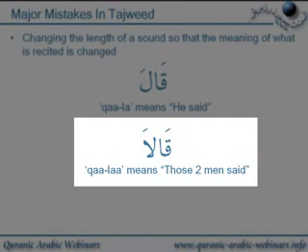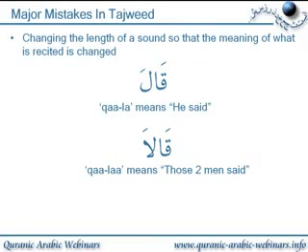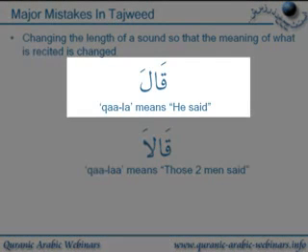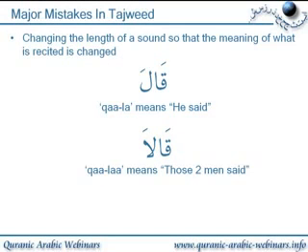Now here we have another Arabic word very closely related, which is qalaa. So both of these are fatha alif and they're both two long. So qalaa means those two men. So again, it's still third person male, but we're now talking in the dual sense, so two men. So now if you accidentally say the first one, which should be qala, and you accidentally extend it and say qalaa, you've now changed the meaning from he said to those two men said.